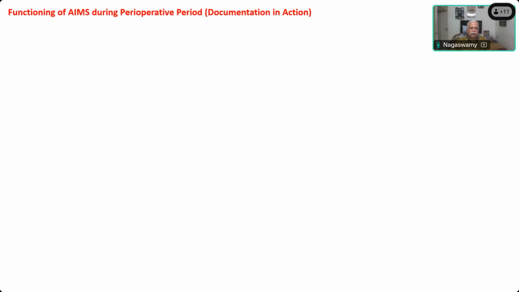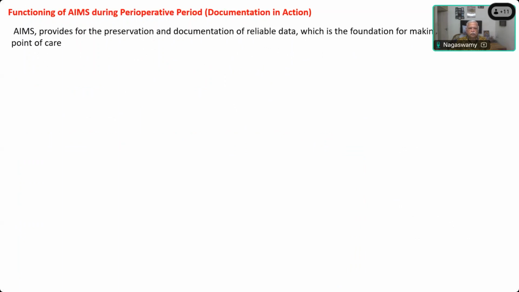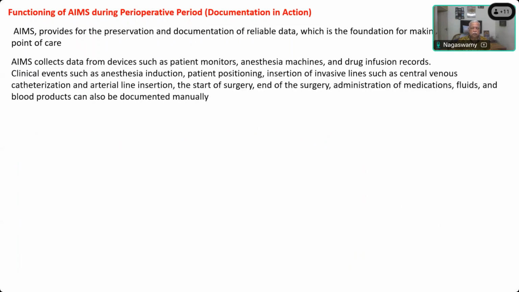And functioning of AIMS during the perioperative period: documentation in action. So it provides the preservation and documentation of reliable data and foundation for making decisions at the point of care. So right from preoperative time, you can plan everything. So it is somewhat similar to crisis management resources, what we discussed earlier, but here it is more of an elective thing. It doesn't come under the acute crisis situation.